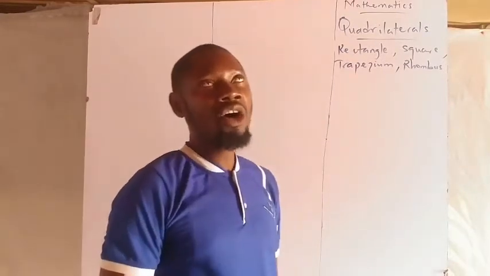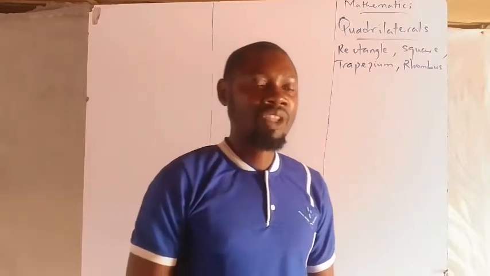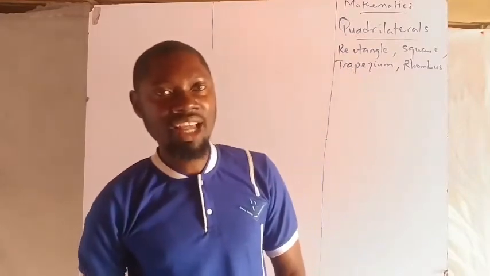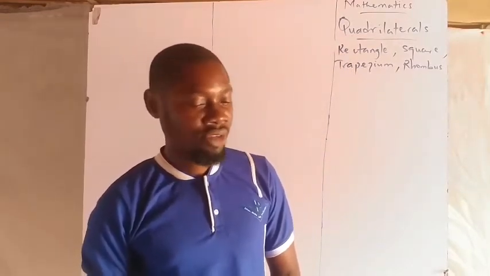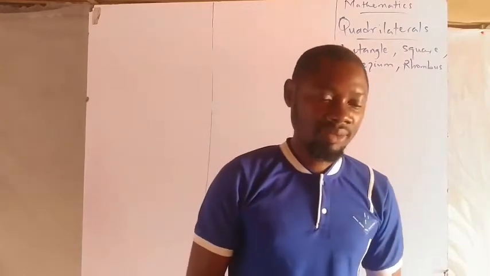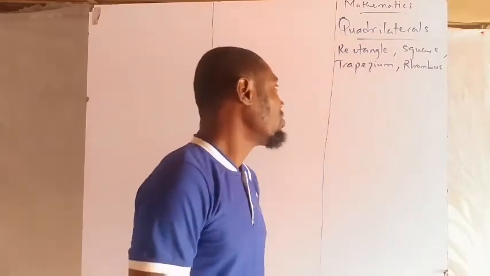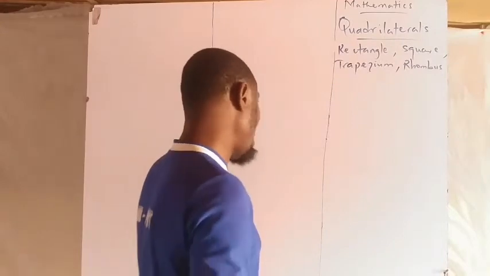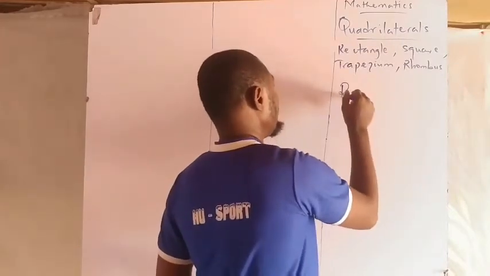They have four straight edges. They are made of four straight edges, so they are called quadrilaterals. So today we'll be looking at one of these quadrilaterals, the rectangle.